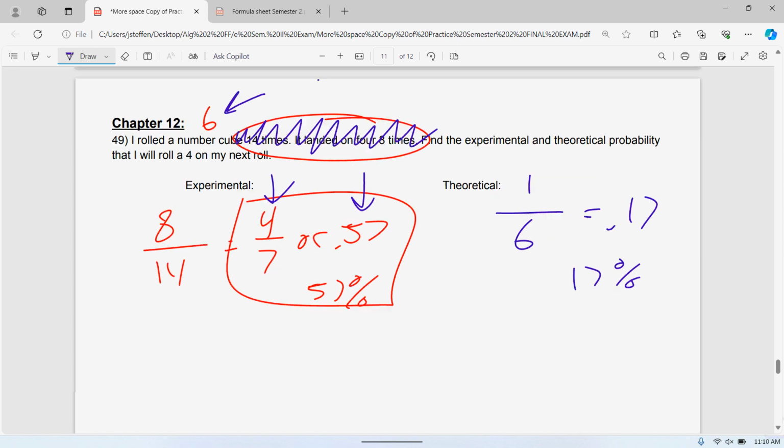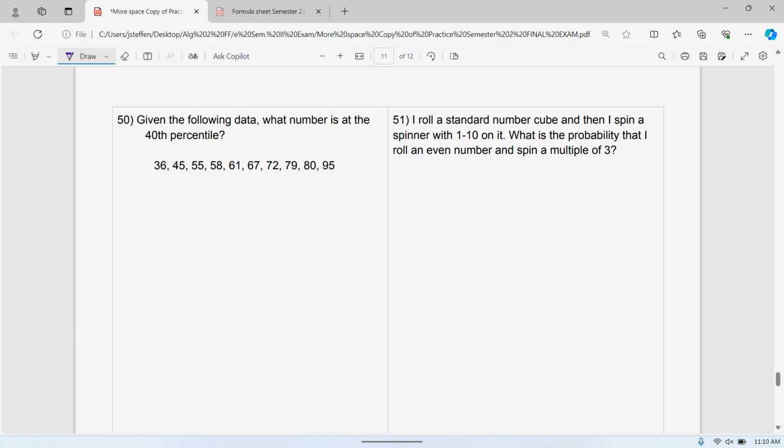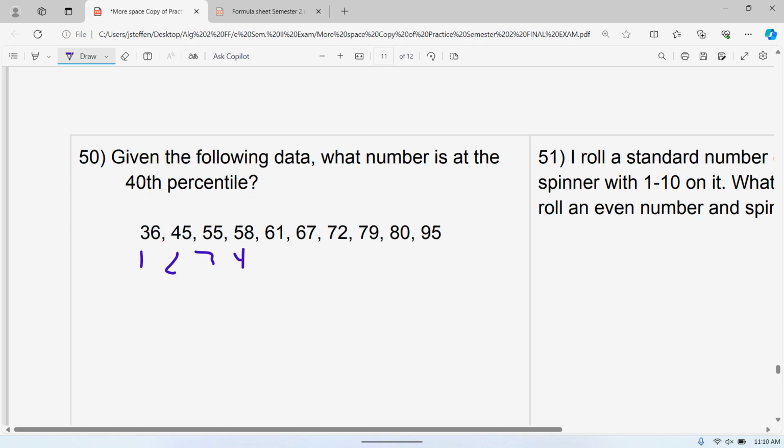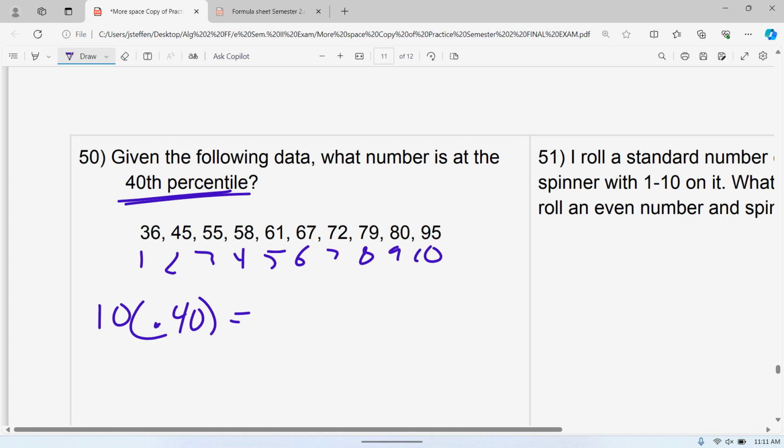Given the following data. So again, count like 1, 2, 3, 4, 5, 6, 7, 8, 9, 10. So there's 10 data points. We want to know what the 40th percentile is, so that's 0.40. When you multiply that together, that's 4. So the fourth number is what we're looking for. 4 is not your answer, the fourth number. So that is 58.